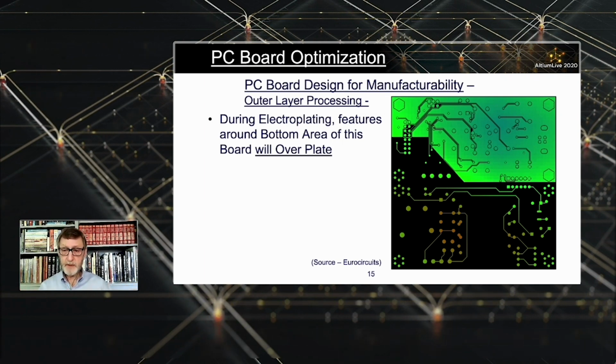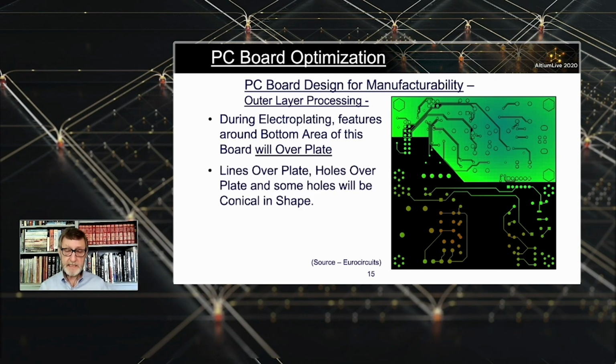And the bottom area, where there's only a few copper features, the energy and the solution that would be carried to that area would only be spread out over a very few features. The bottom would tremendously overplate. Lines would overplate, holes would overplate. And if we left it like this, we would probably also end up with holes that were shaped like ice cream cones. They wouldn't be cylinders like we want. They would be conical in shape.